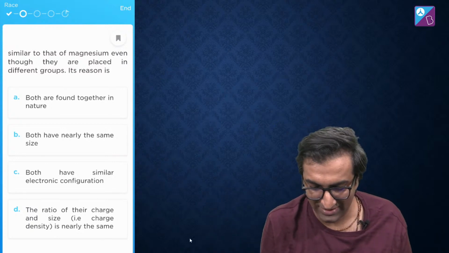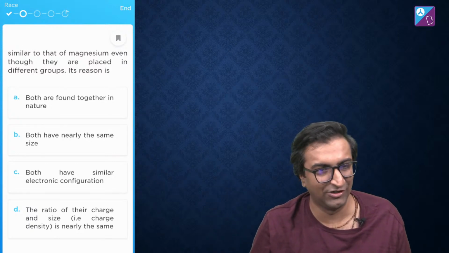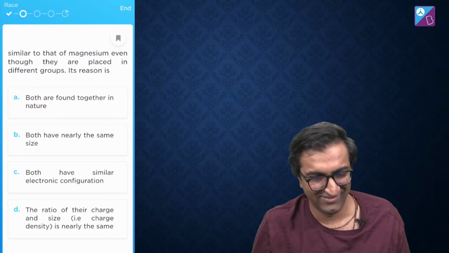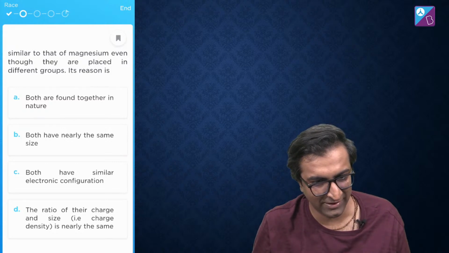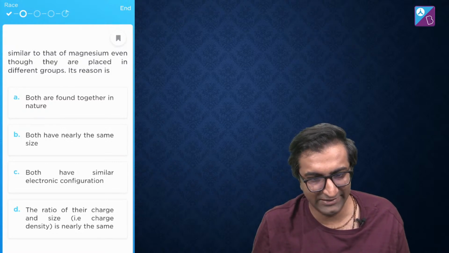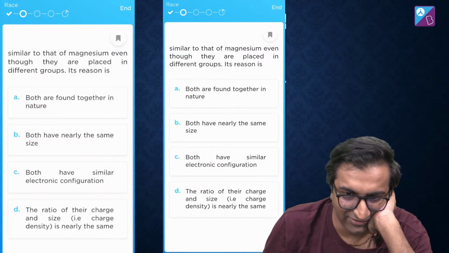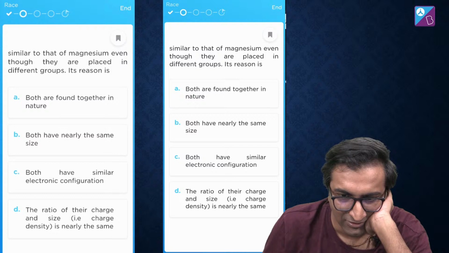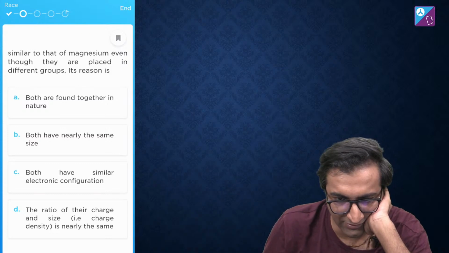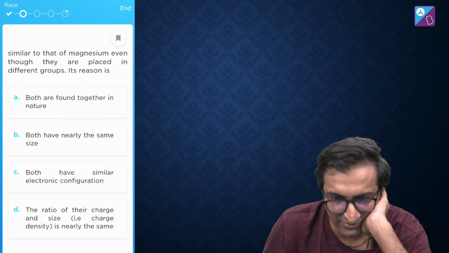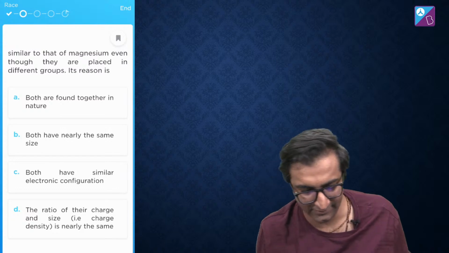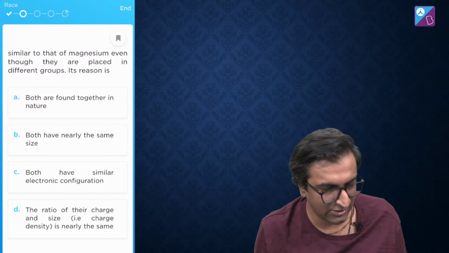Someone was shouting a long time ago about the diagonal relationship. Here it is, diagonal relationship. Is it there? Where is the diagonal relationship idea? Okay, so it looks like the word diagonal relationship is not there, but what else is here? Both are found together in nature. Lovely. Both have nearly the same size. Lovely. Both have similar electronic configuration. Lovely. The ratio of the charge and size, charge density, is nearly the same. Charge to size, I think. No, not charge and size. I think it's charge to size.